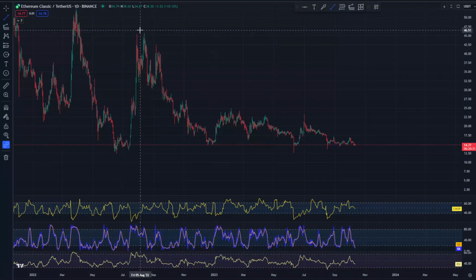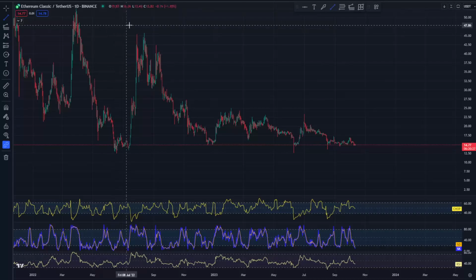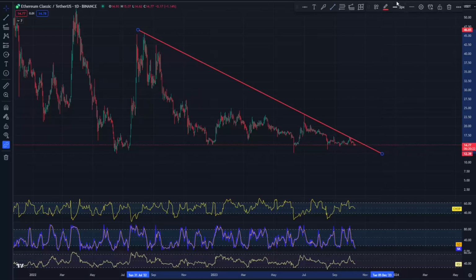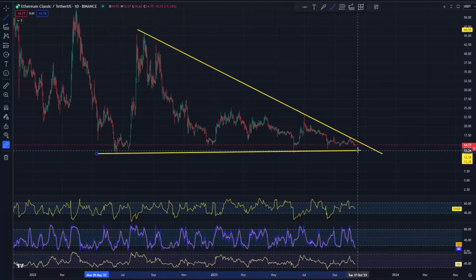The last one in today's list is the ETC to USDT chart on a one-day time frame. First, we will use yellow lines to mark the triangle in which the price is approaching the exit and the direction of movement.